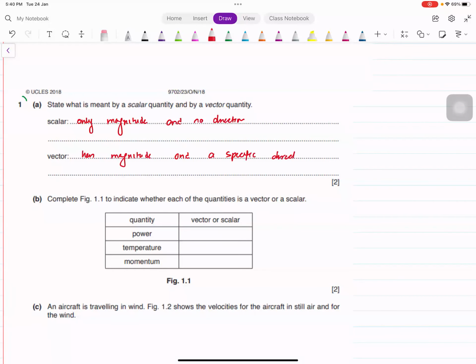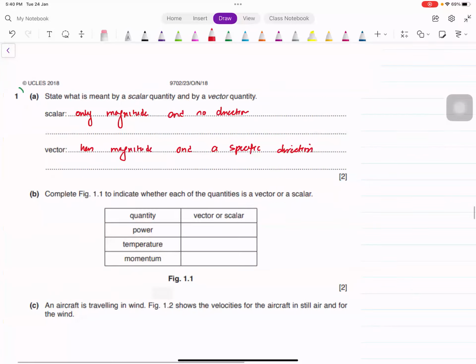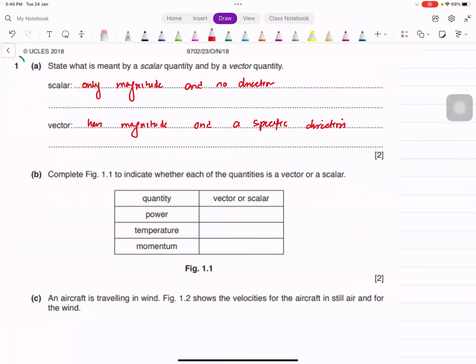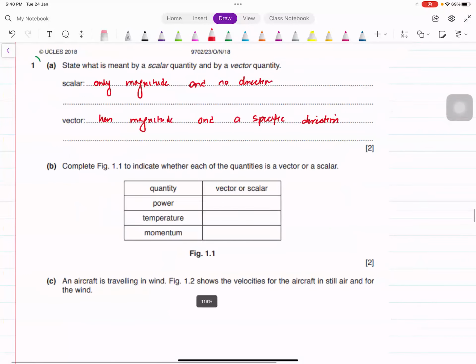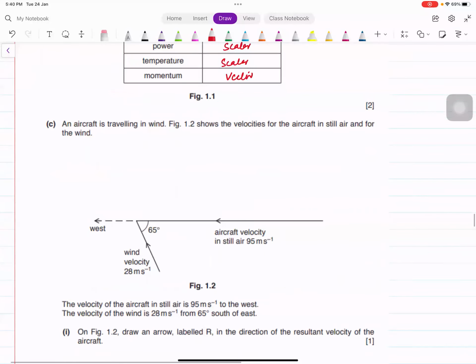All right. So the next thing is this one. Can somebody please tell me, is power a vector or scalar? Scalar. Very good. And temperature? Scalar. And momentum? Vector. Okay, so you already scored 4 marks. That's really nice. But the real question starts from here.